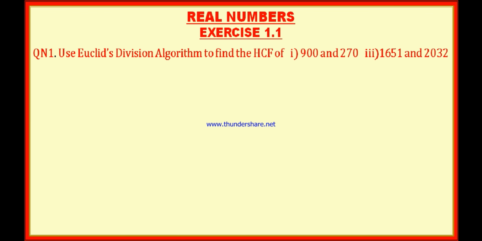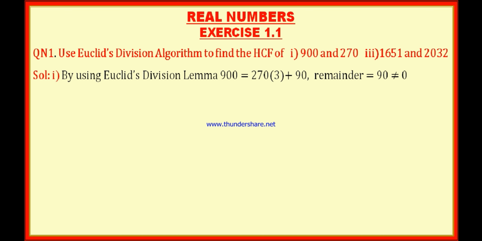I shall repeat. Use Euclid's division algorithm to find the HCF of 900 and 270, and the third bit 1651 and 2032. Here is the solution. By using Euclid's division lemma, 900 is greater than 270. Therefore, you can write 900 is equal to 270 into 3 plus 90.